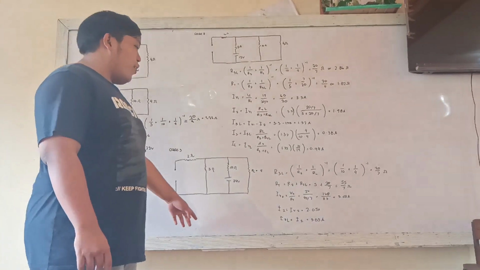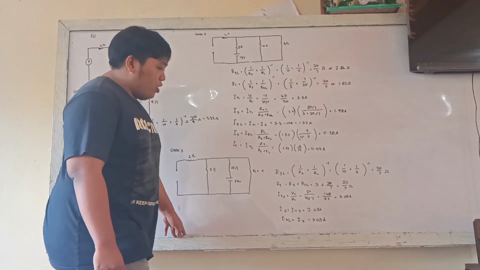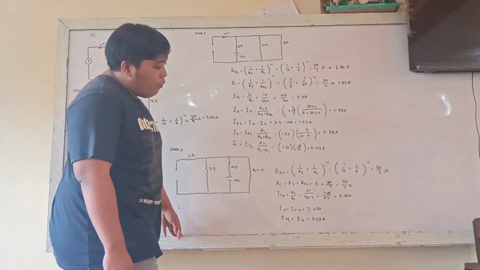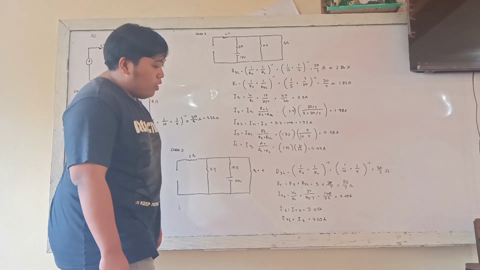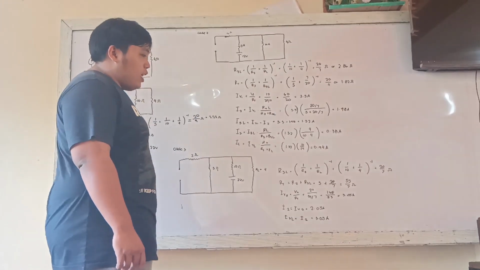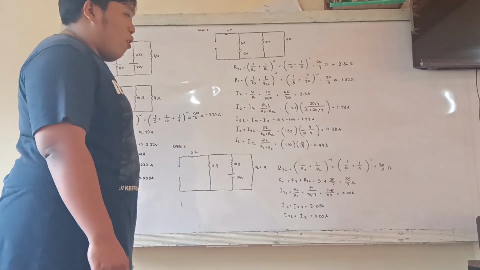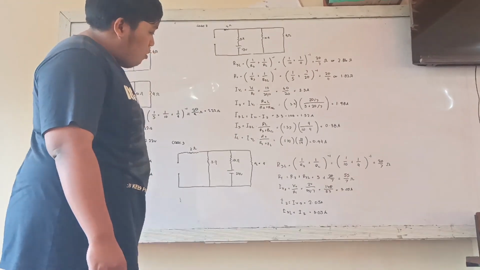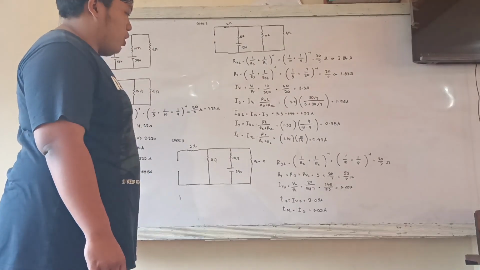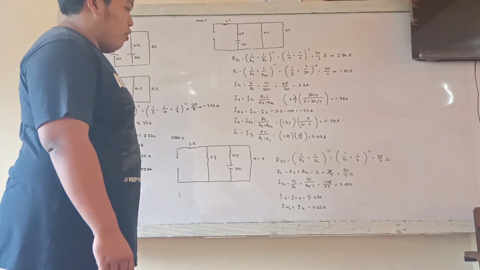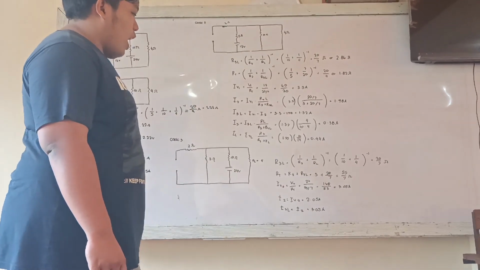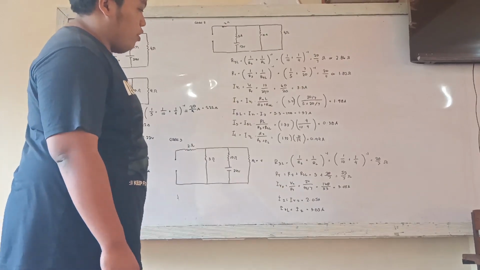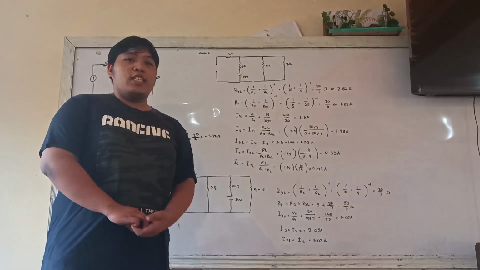For our current from voltage 2, we're going to use the formula voltage 2 over R total. Substituting, 24 over 55 over 7 is equal to 168 over 55 or 3.05 amps. For our current load, it is also equal to the current from the voltage, which is 3.05 amps. Same with our I3L, it is equal to I2 or 3.05 amps. So that's all for today's problem.